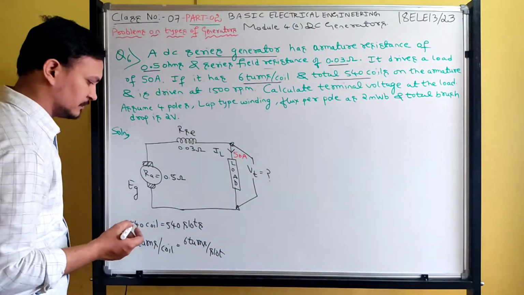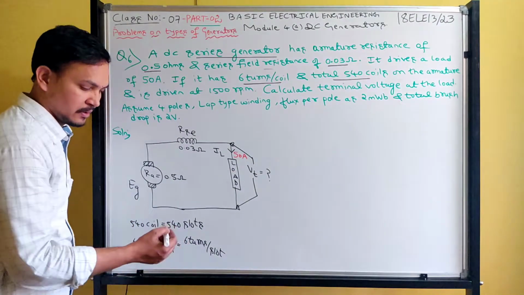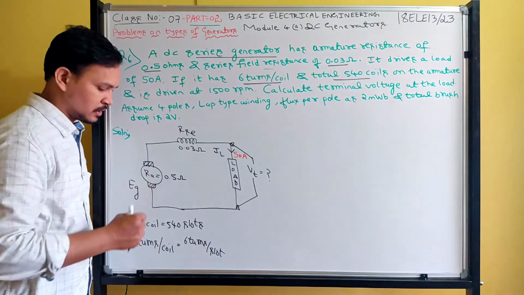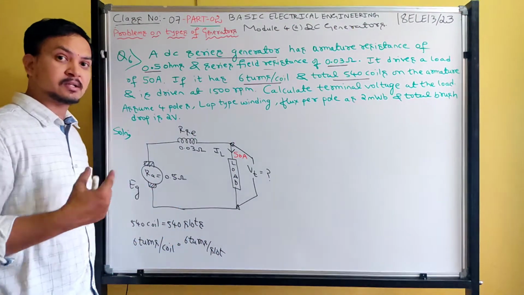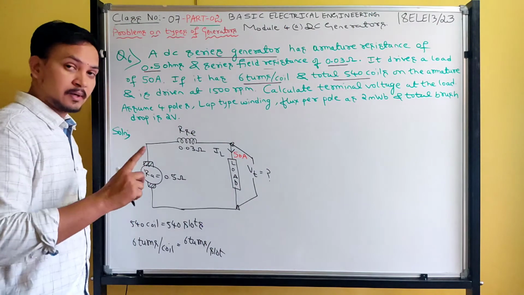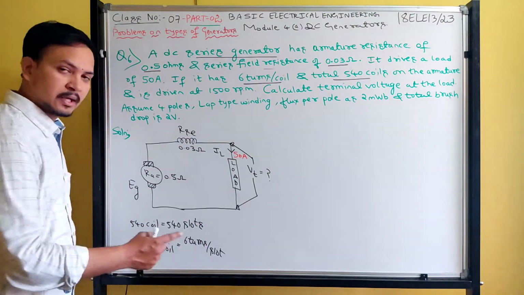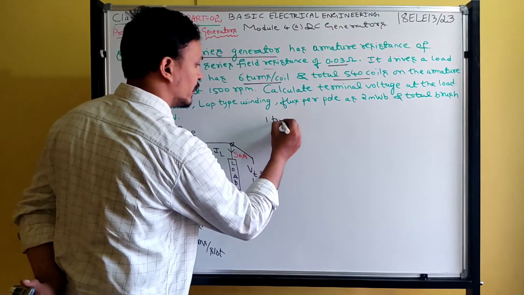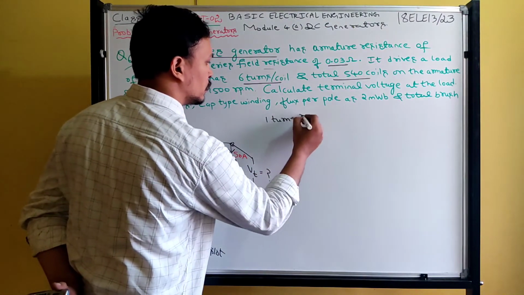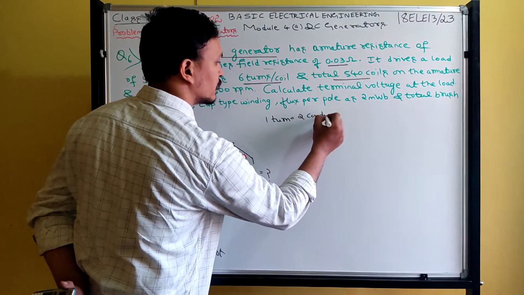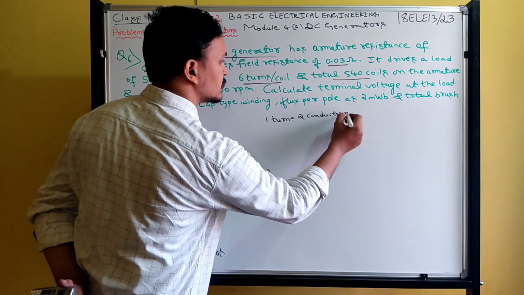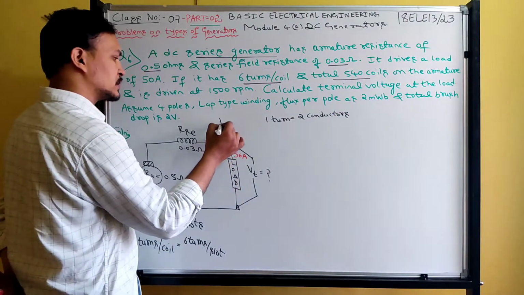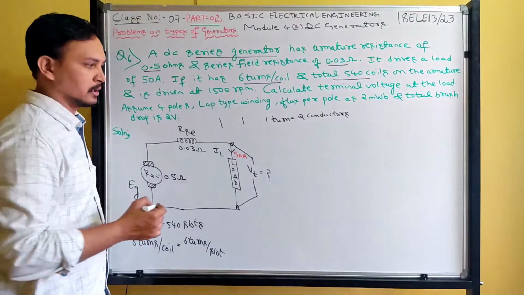Next, 6 turns given. In one slot, how many turns? 6 turns. So for a total of 540 slots, how many turns? You get that many turns, which you can find later. But one turn is equal to 2 conductors. One turn is equal to how many conductors? 2 conductors. This is one conductor, and this is another conductor.